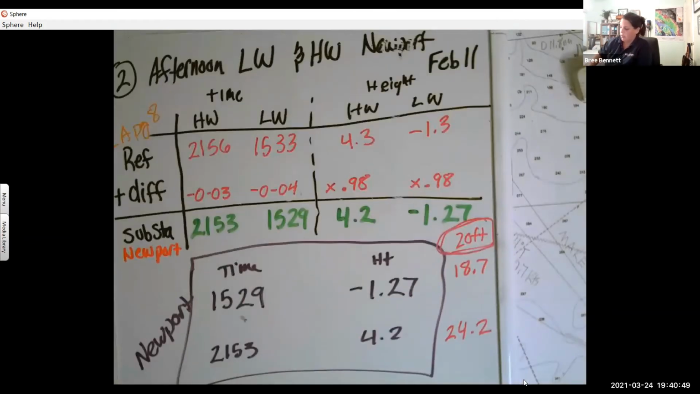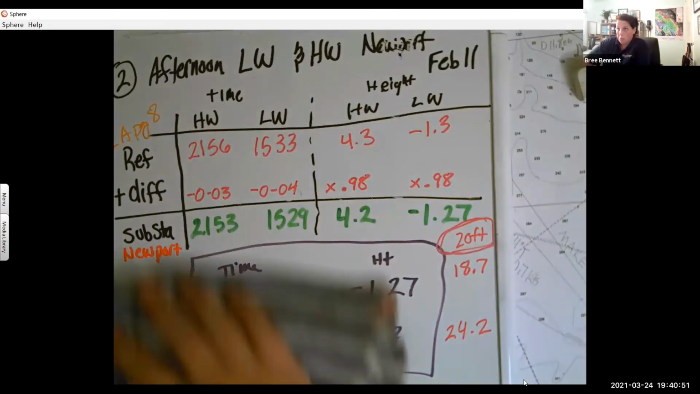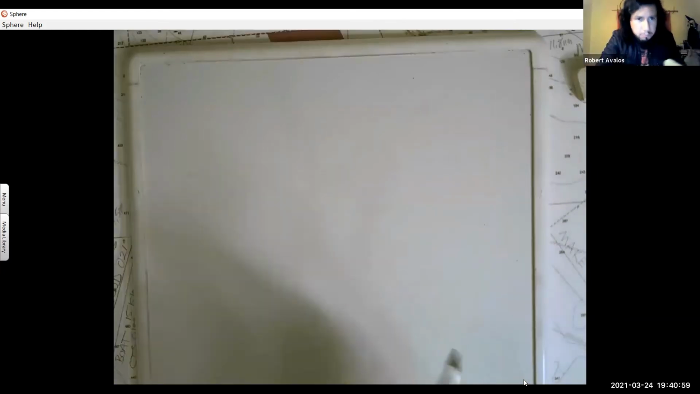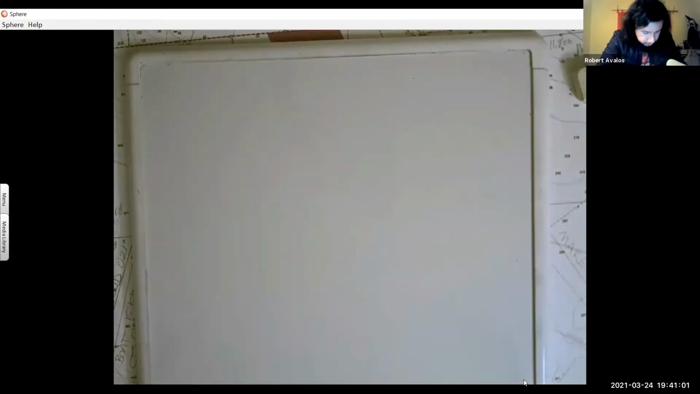Okay. You guys good? I'm gonna erase it. Question, which one would be more accurate for Long Beach Shoreline Marina? Would it be Long Beach Terminal Island or Long Beach Inner Harbor?